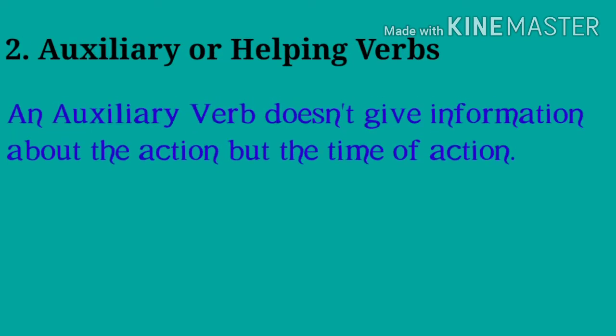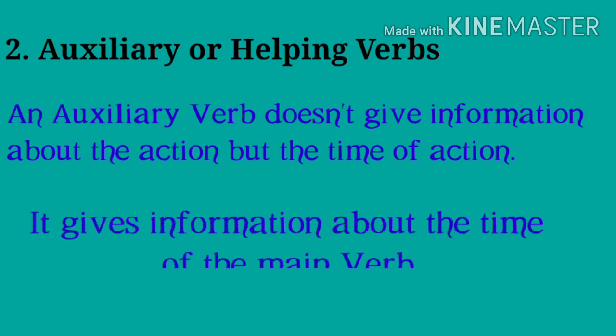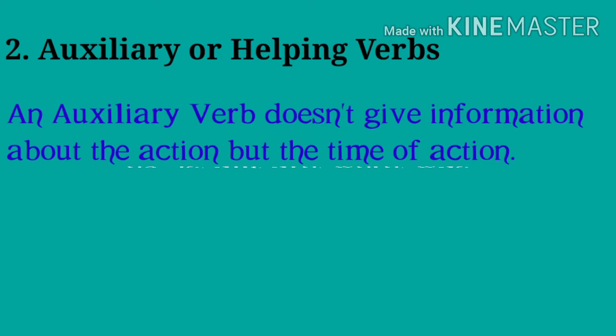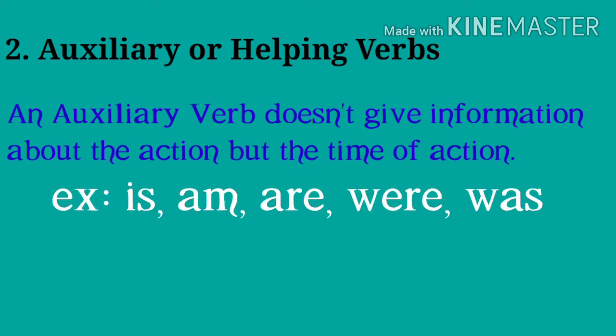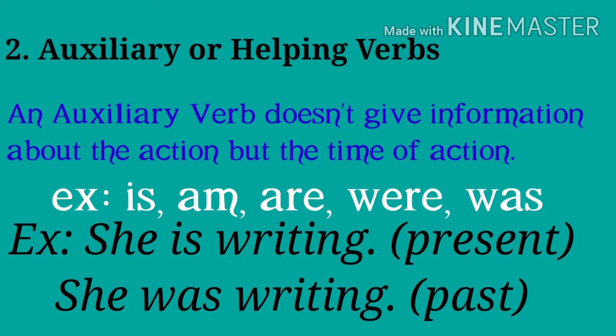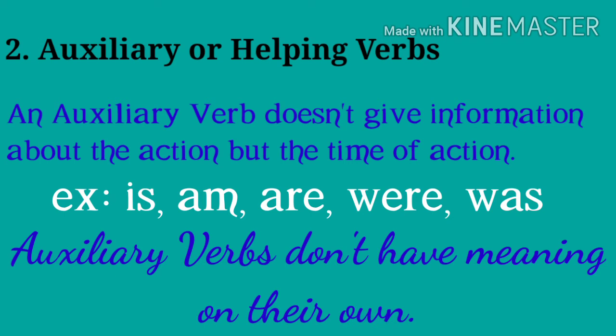Second one is auxiliary or helping verbs. An auxiliary verb does not give information about the action but the time of the action. It gives information about the time of the main verb of the sentence. Examples: is, am, are, were, was. She is writing, which is the present. She was writing, which is happening in the past. Is and was are helping verbs here. Auxiliary verbs don't have a meaning of their own.